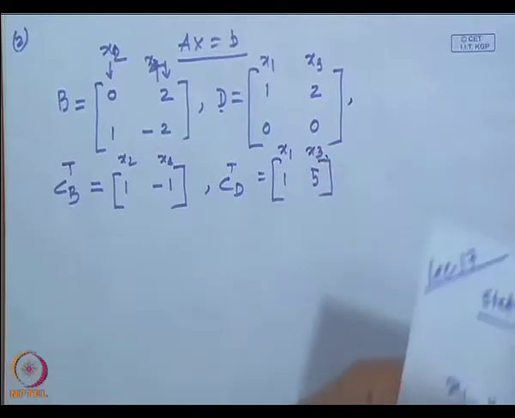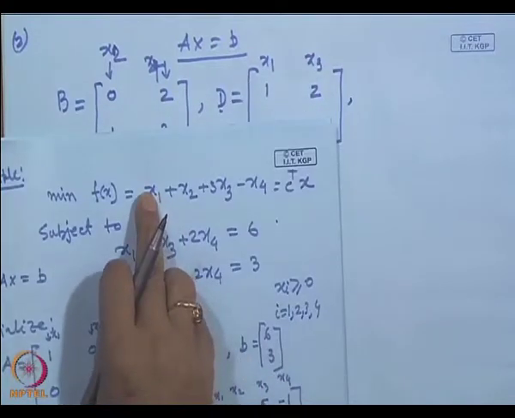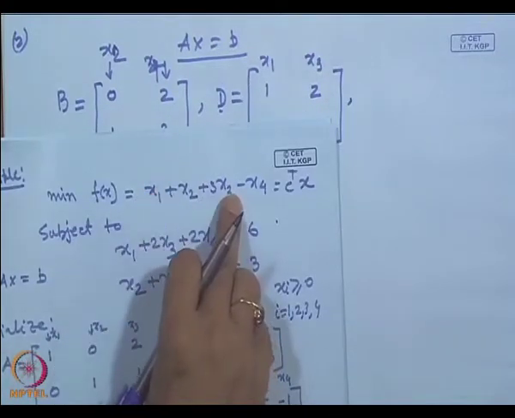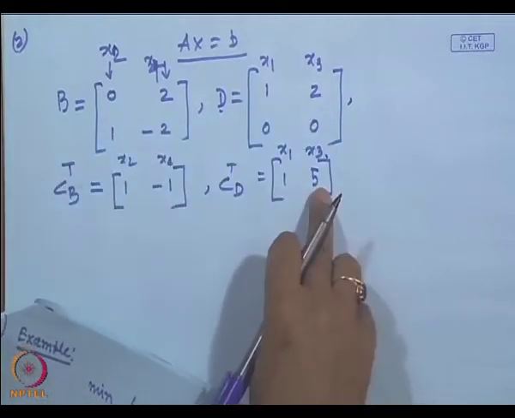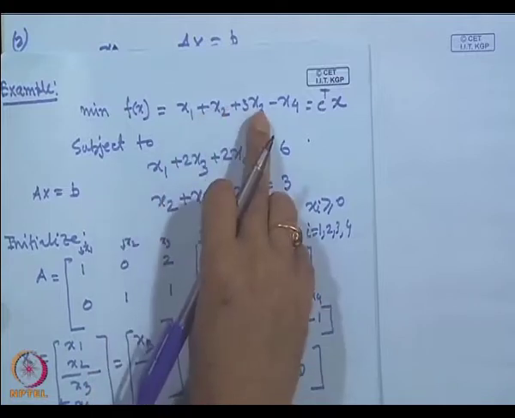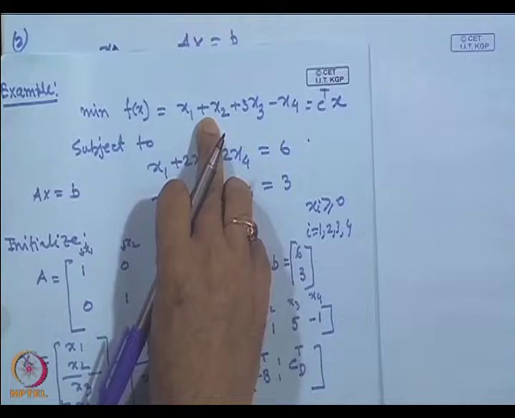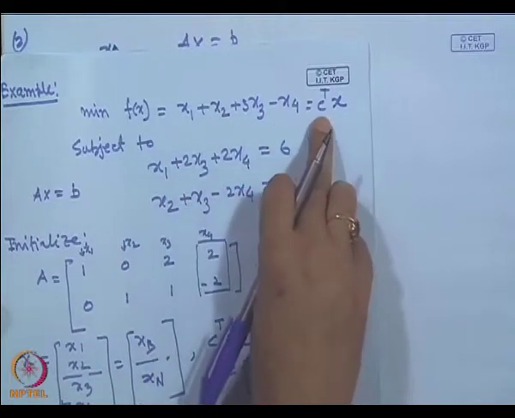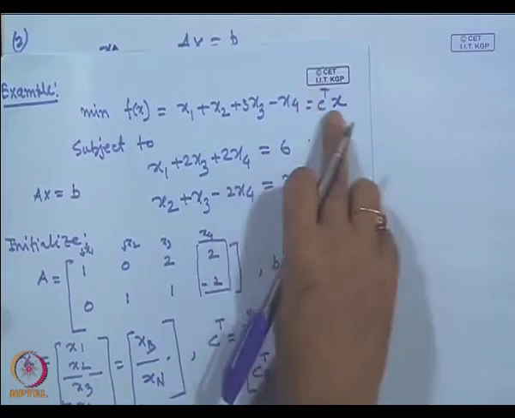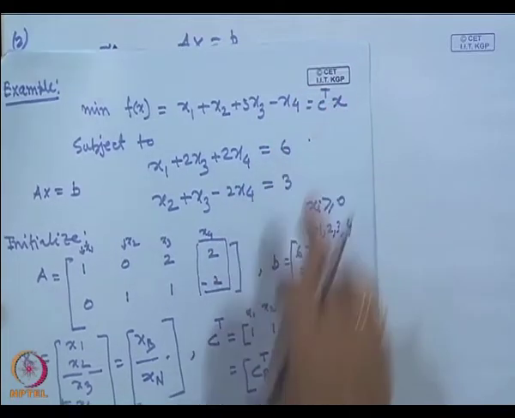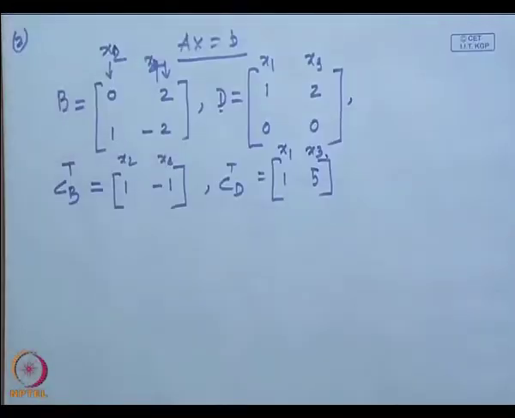If you look at this one, x 1 and x 3 are the non basic variables, and the coefficients associated with them are 1 and 5. I have written 1, 5. For the basic variables x 2 and x 4, the coefficients associated are 1 and minus 1. When you consider this in matrix or vector notation, C transpose is split up into C B transpose and C D. So, that is what we have here.